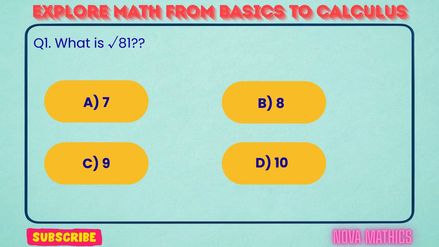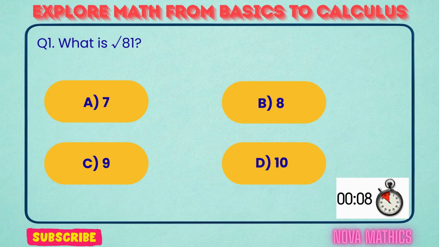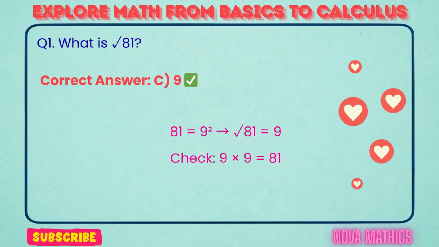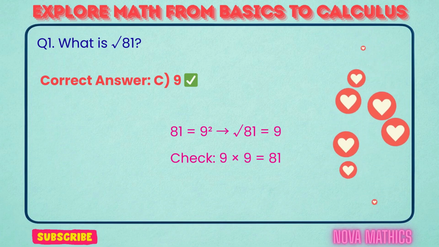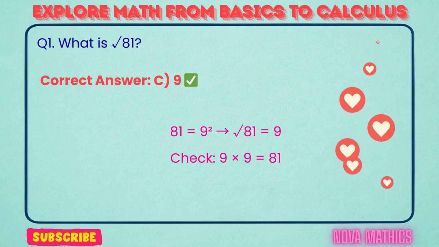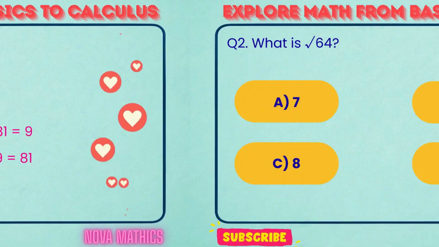1. What is the square root of 81? Correct answer is 9. 9 times 9 equals 81. So the square root is 9.